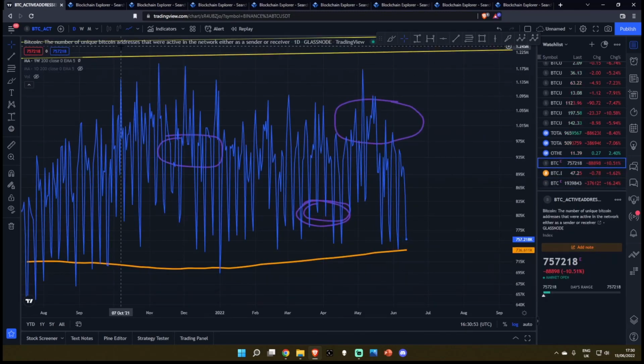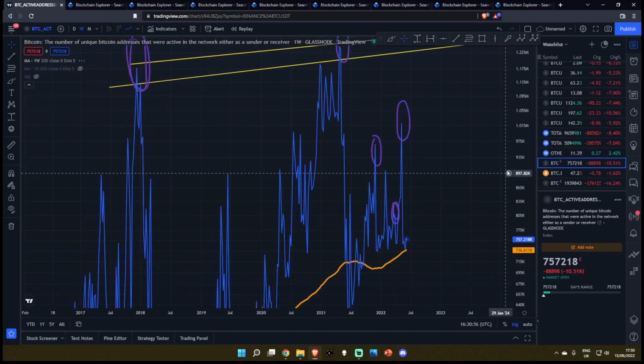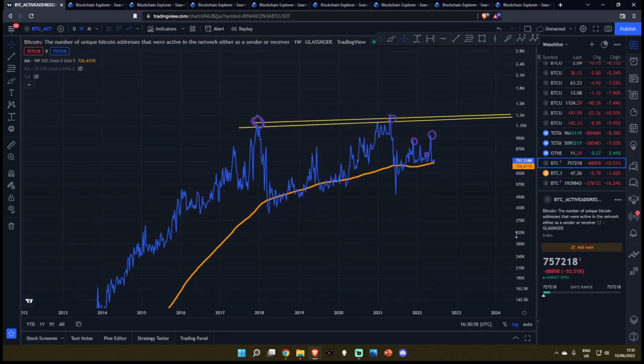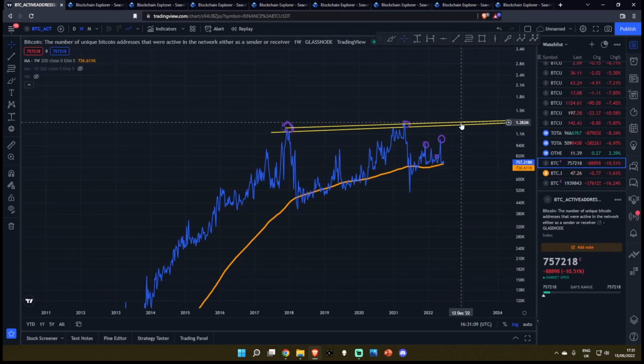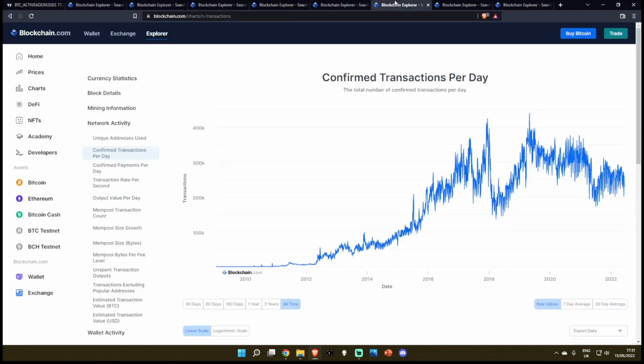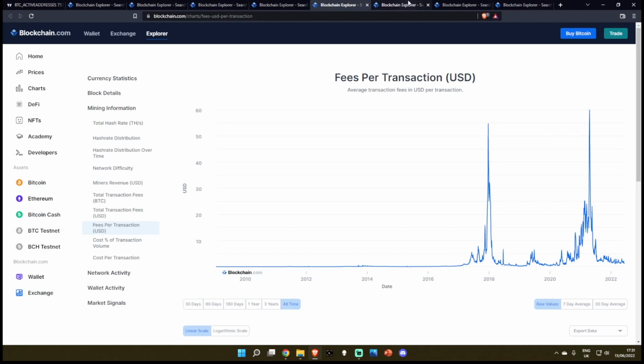The unique Bitcoin active addresses that are either a sender or a receiver. And what you'll notice is this price chart here literally correlates to the 2017 top. This correlates to the April 2021 top, and as the active addresses spike, this is normally when the Bitcoin price tops out. And this is exactly what we see with the fees per transaction.